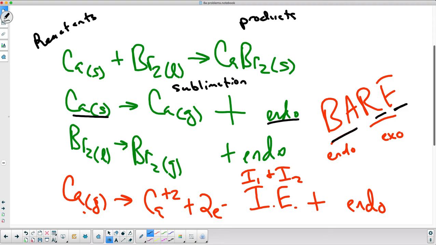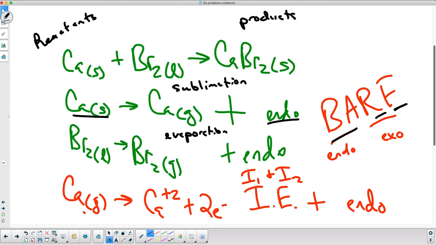After we change calcium from solid to gas, then we change bromine from a liquid to a gas. Now this is evaporation. Evaporation is the same thing as sublimation as far as it takes energy to pull the liquid molecules apart from each other and force them into a gaseous state. So breaking bonds absorbs energy, which is endothermic. So far, I'm adding energy into the system. I haven't received energy yet.